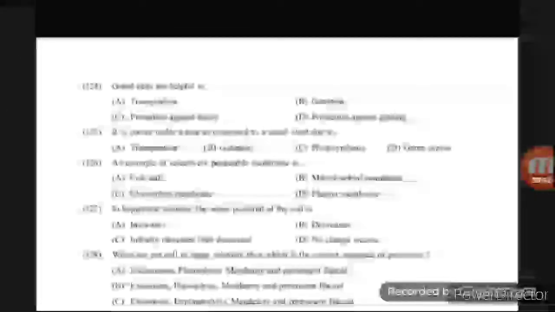Now if we come to our next question, that is question number 124. Here they have asked, guard cells are helpful in which process? Will it be helpful in transpiration, guttation, protection against injury, or protection against grazing? Which option do you have to say for question number 124?